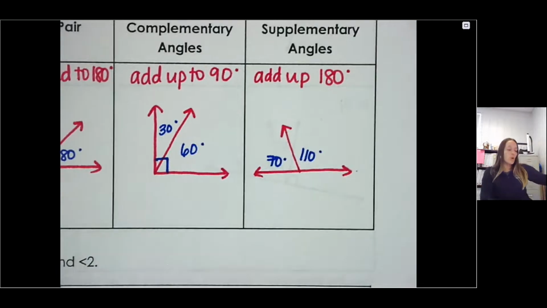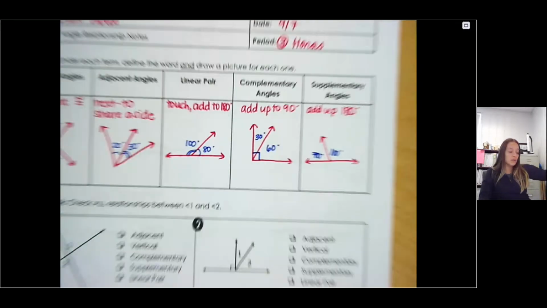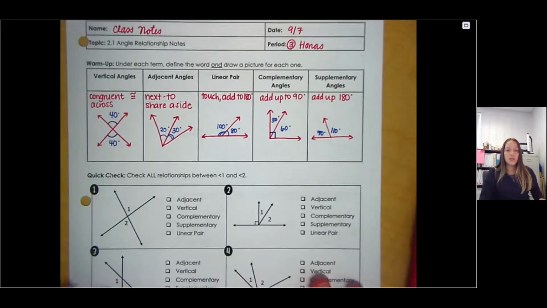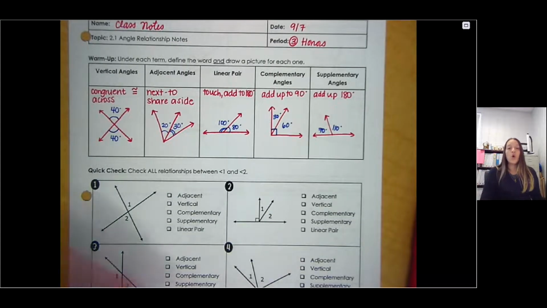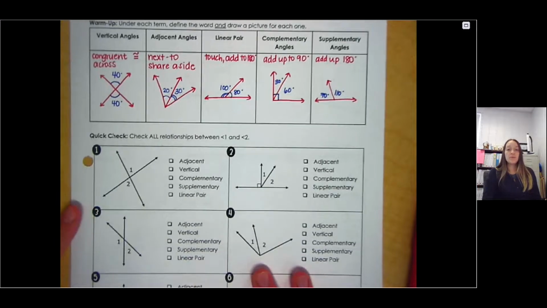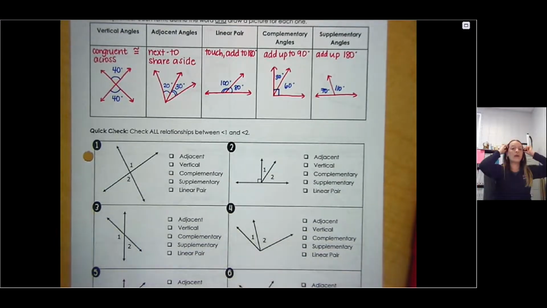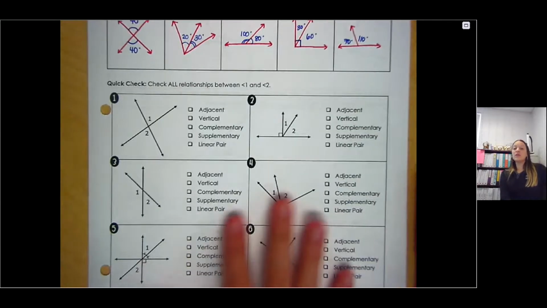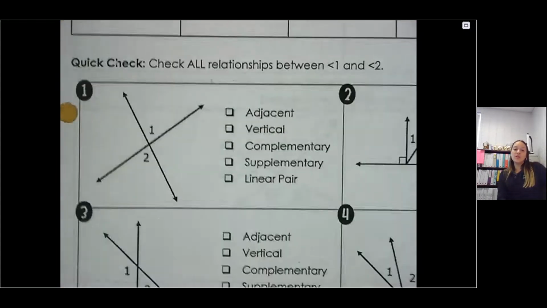Now, we've got our 5 different types of angles: vertical, adjacent, linear, complementary, and supplementary. What you are going to do now with the people at your table is the quick check. For questions 1 through 6, you've got 2 angles, angle 1 and angle 2. You are checking all of the relationships between 1 and 2, which means you might have more than one for each picture. You might only have one, and that's okay. But you might have more than one answer. So let's take a look at number 1, and then I'll let you do the others with your table.